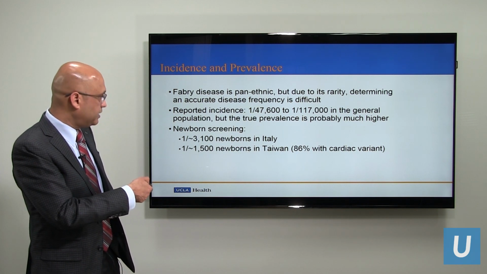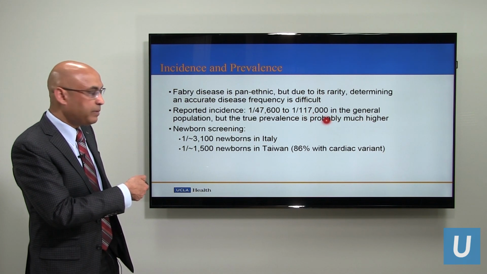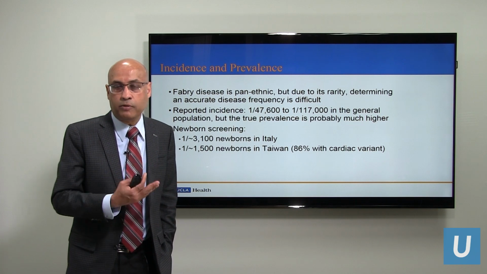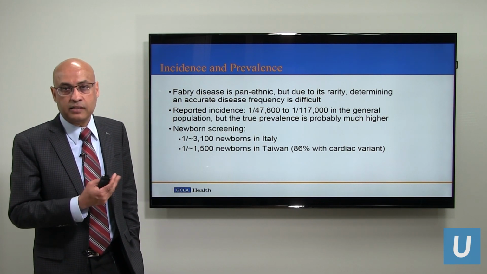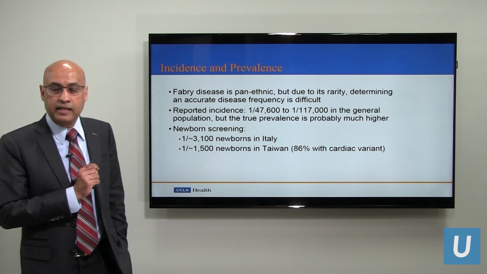The reported incidence is anywhere between 1 in 50,000 to 1 in 100,000. But there's also something called the enriched population. So what is the enriched population? Patients with kidney disease are enriched. So the prevalence is much higher in kidney patients.